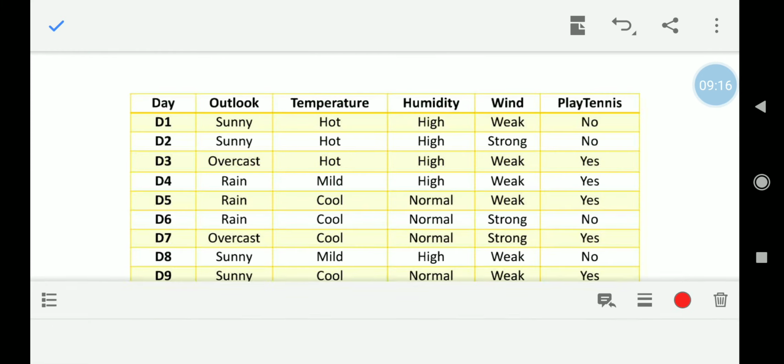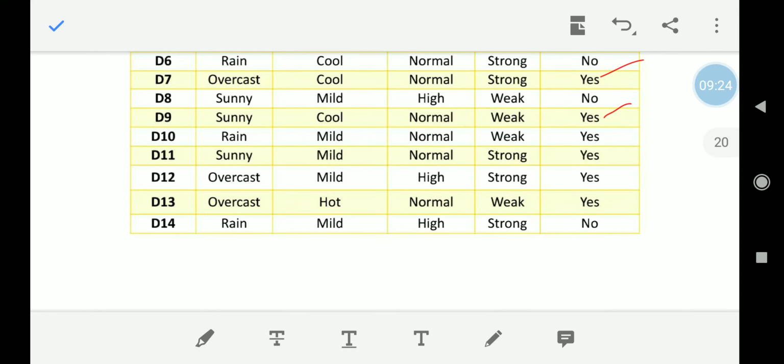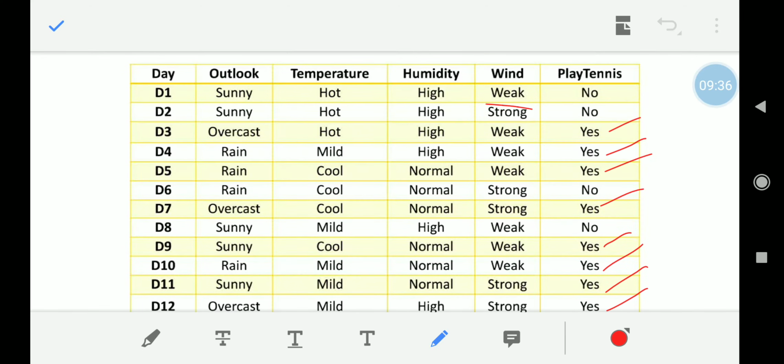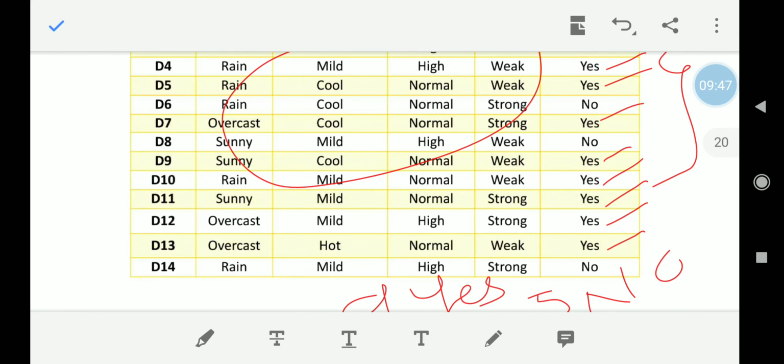If you see this table, we can clearly make out 1, 2, 3, 4, 5, then 6, 7, 8, 9. So a total of 9 are yes out of 14, and 5 are no. After considering all these values for all these attributes, we have come up with the classifier that on 9 days he plays the sport and on the remaining 5 days he doesn't. Here 9 days are positive, 5 days are negative.